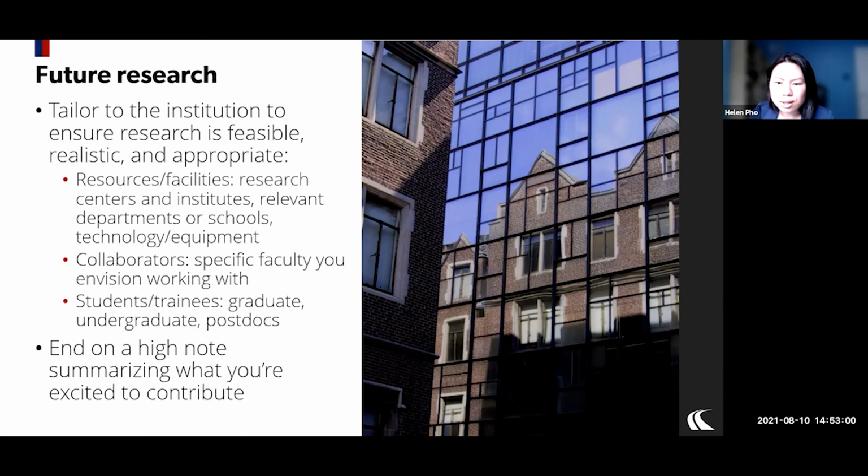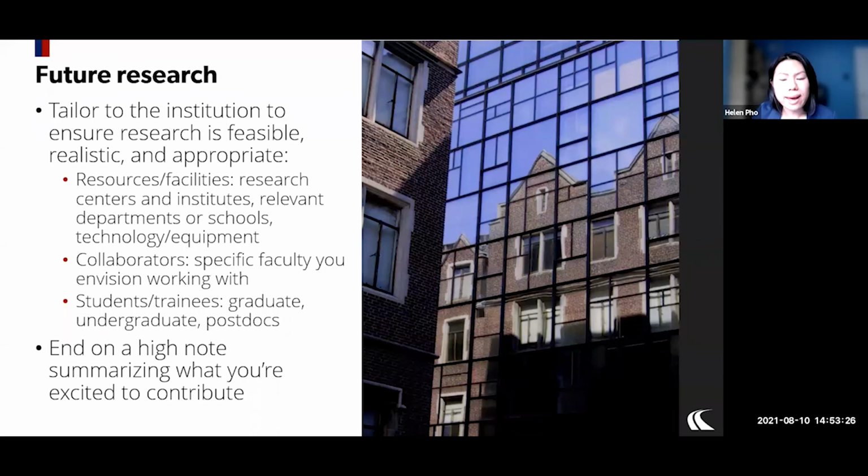There's another question here. Are there sample research statements available? So there are a couple of sample research statements in the Academic Job Search Handbook, which I'll talk about in a couple of slides as I mention some of the resources that are available to all of you. These are sample research statements that anyone can get access to in the book.